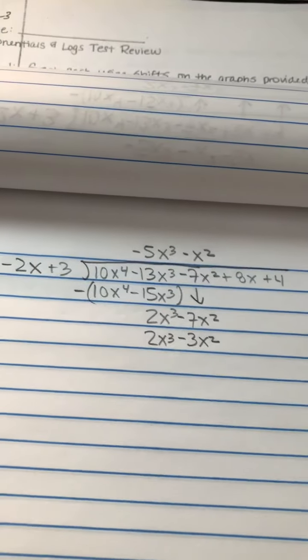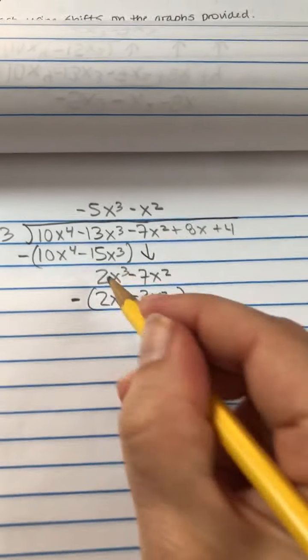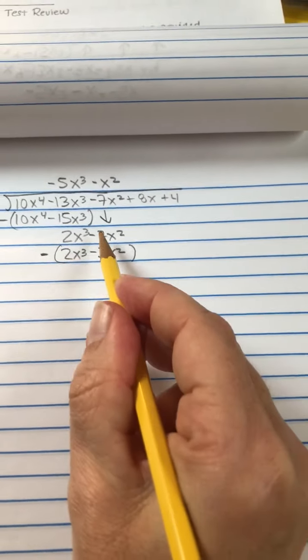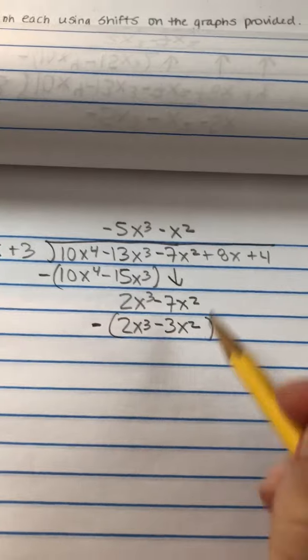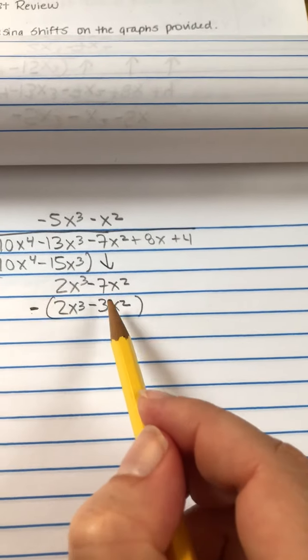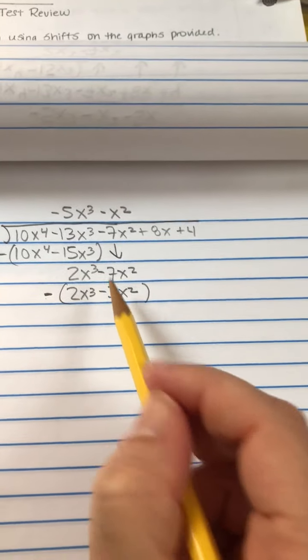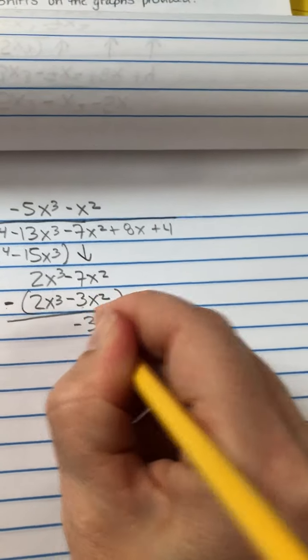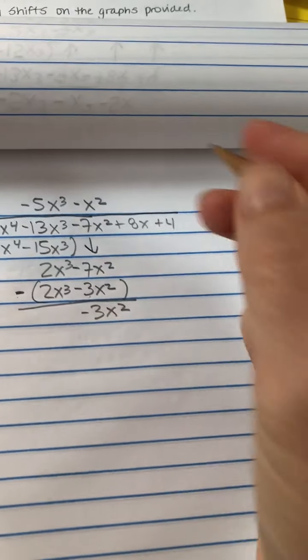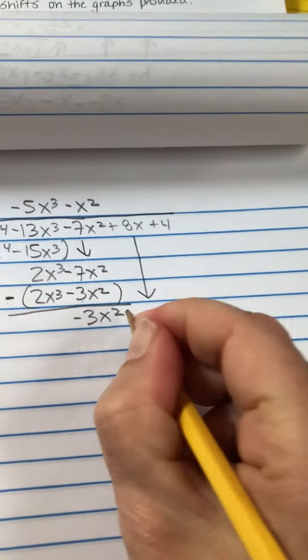And this is where I messed up in the last one. You then want to subtract the whole thing. Okay, these two will cancel out. In the last one, I got a negative 10x squared there. But the opposite of negative 3 is positive 3, so negative 7 plus 3 gives you negative 4x squared. I don't want to mess up again. Okay, bring down the 8x.